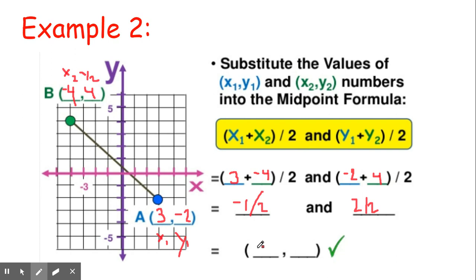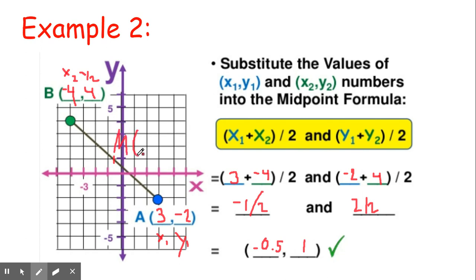And so this is like a negative, I'm going to change it to decimal, 0.5. You could leave it as a negative 1/2 if you want to. And that's 1. So we're going to go over here. A negative 1/2 is right here. And 1 is up here. You're going to put that there. And that is your midpoint there.